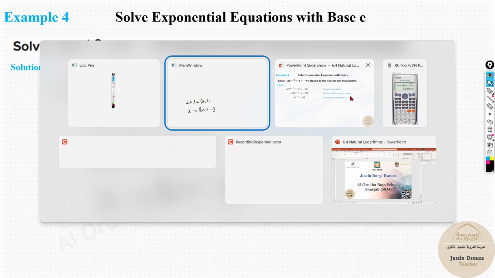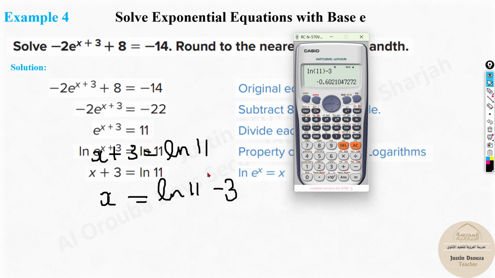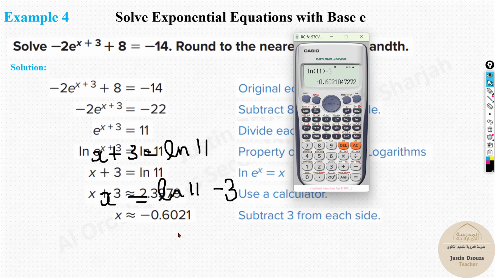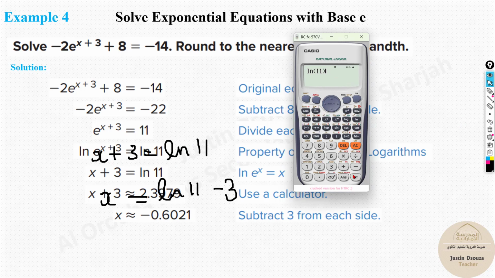You can put this in a calculator and find the answer. ln 11 minus 3 is how much? Negative 0.6021. That's the final answer. Now if you're wondering what happened over here, they have found out the ln 11 value. I directly did the answer, but they have taken x plus 3 as, add 3 to that, the answer will be 2.3979, and then over here subtract this by 3, you will get this answer.